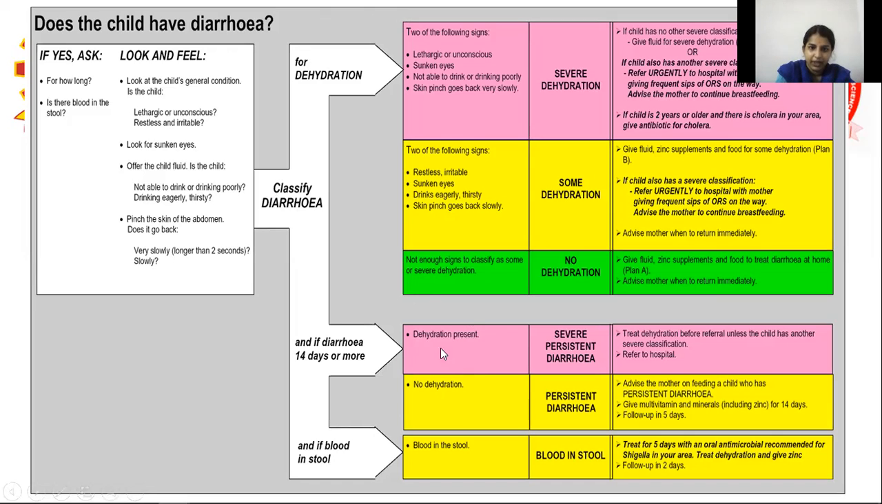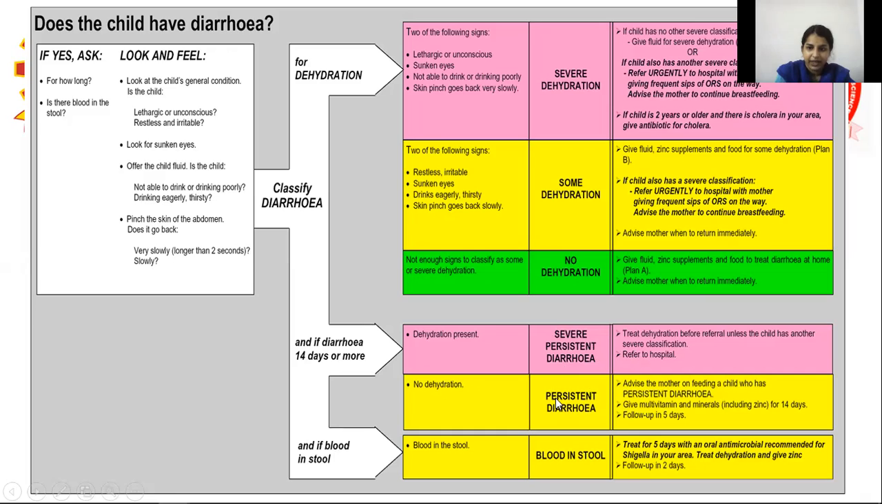So this is the same. And if the diarrhea is present for more than 14 days, we'll have to see whether dehydration is present or there is no dehydration. If there is dehydration, it is severe persistent diarrhea. And if the diarrhea is present for more than 14 days and there is no dehydration, it is persistent diarrhea. So for severe persistent diarrhea, we'll have to treat it according to the severe classification.